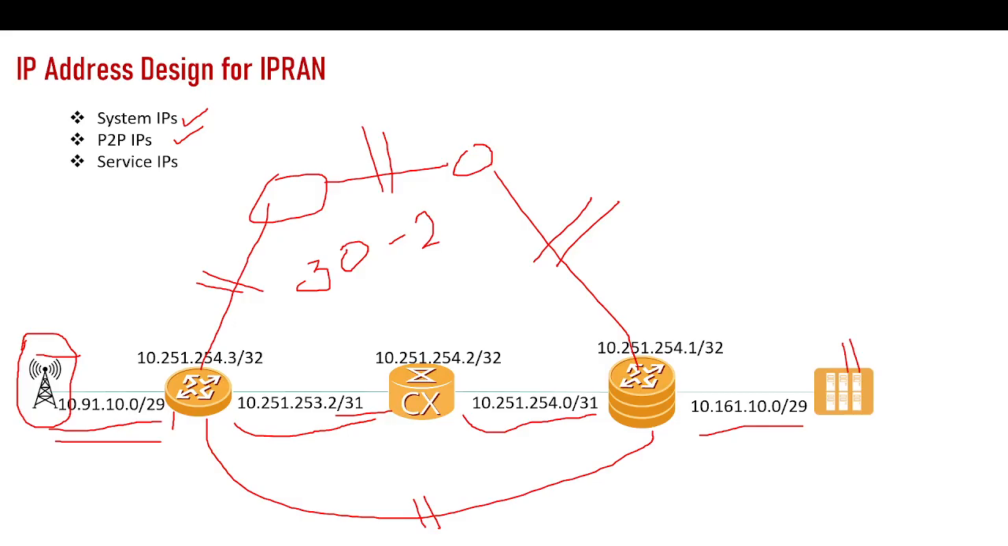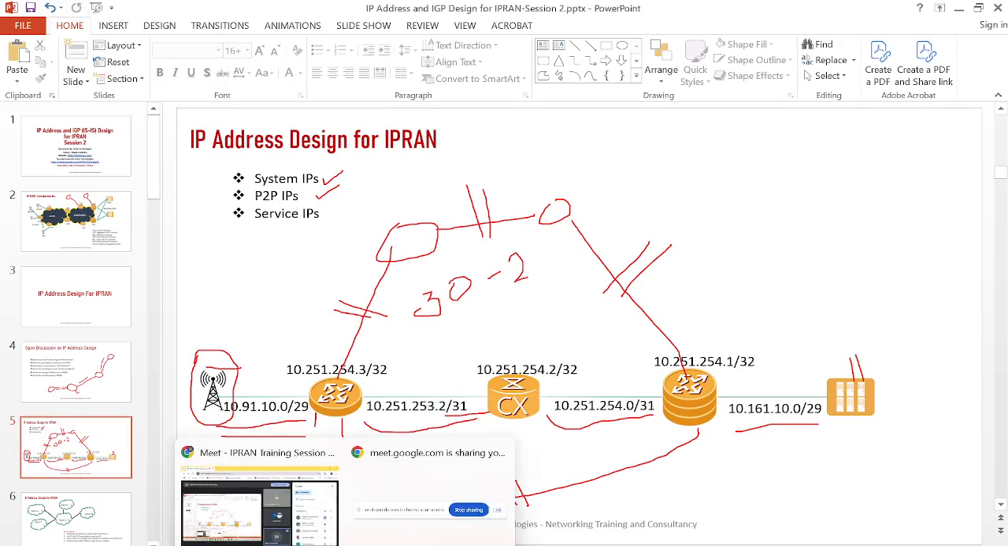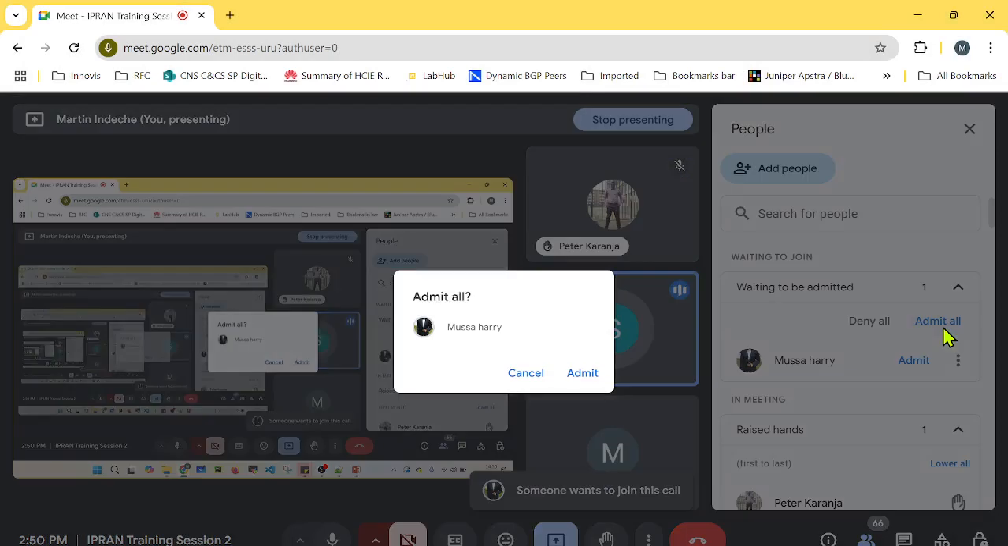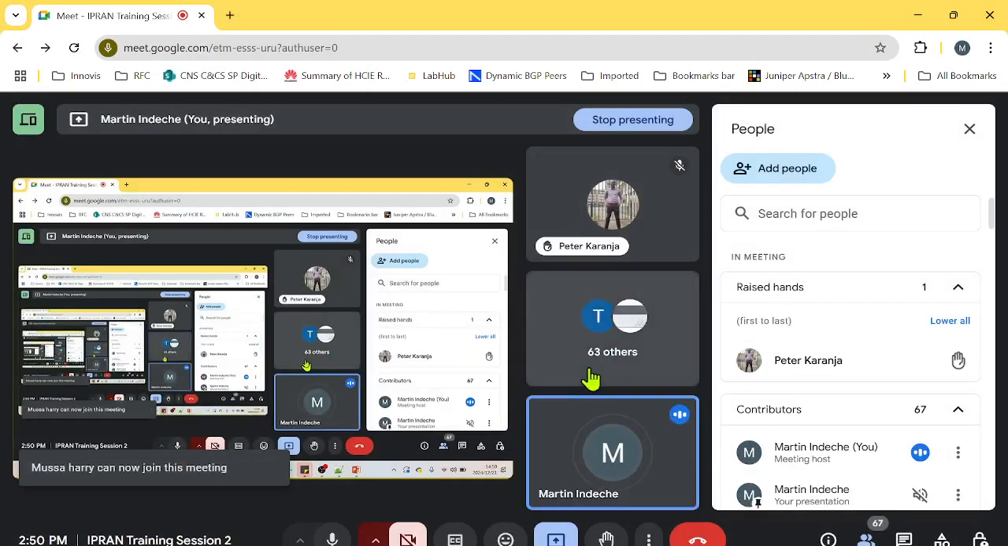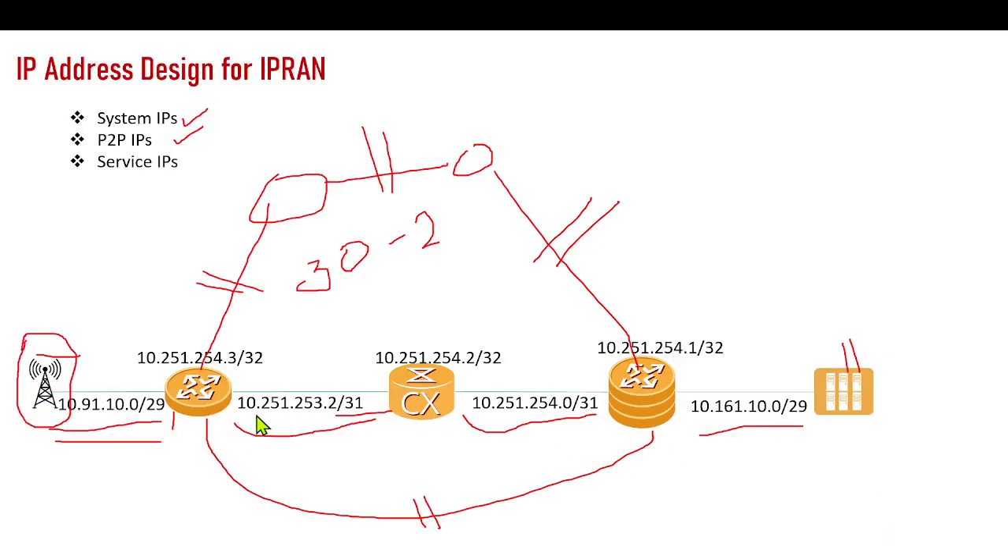I thought that there is one network IP, and so there will be no usable IP. No, we have two usable IPs. For example, from my topology, we have 10.251.253.2 slash 31. What we'll do is configure .2 on this end, and on the other end you configure .3. That is it. You have a point-to-point link that is up.